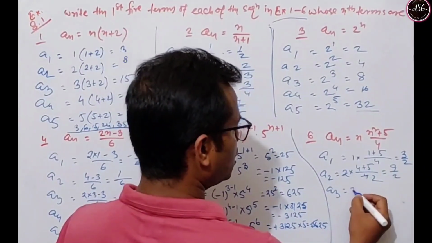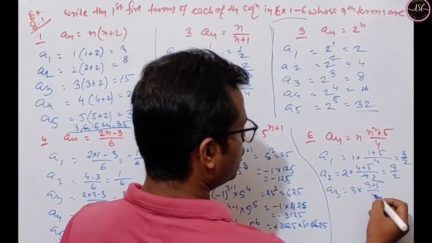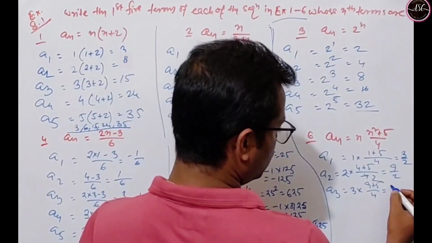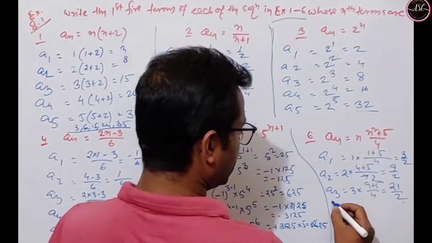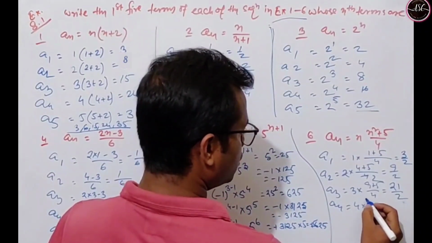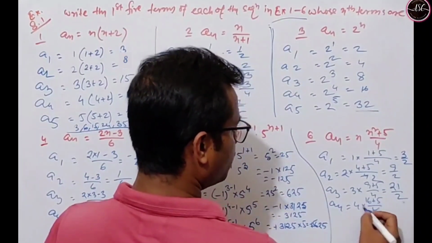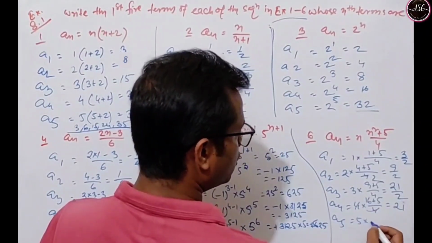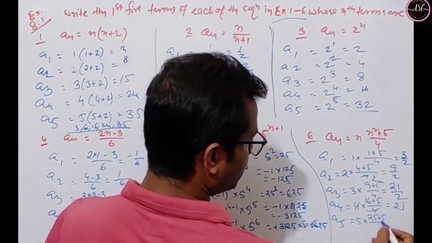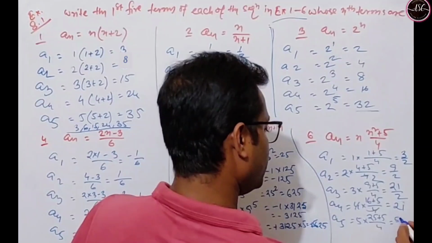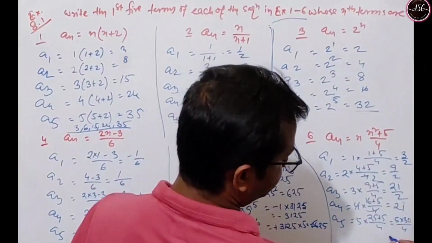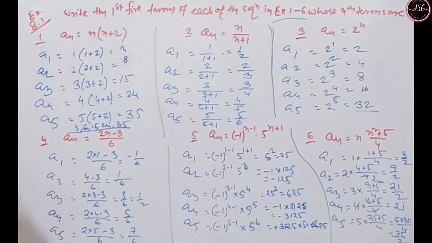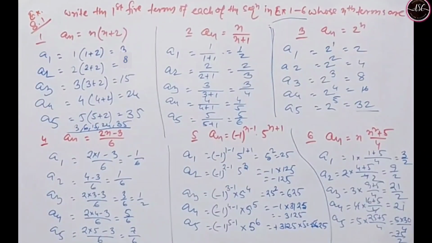A3 equal to 3 into 9 plus 5 by 4, that means 14, 7 by 2, 21 by 2. A4 equal to 4 into 16 plus 5 by 4, 4 will be cancelled out, and here will be 21. A5 equal to 5 into 25 plus 5 by 4, equal to 5 into 30 by 4, that means 75 by 2. Okay, this will be the first 5 terms of the sequence.